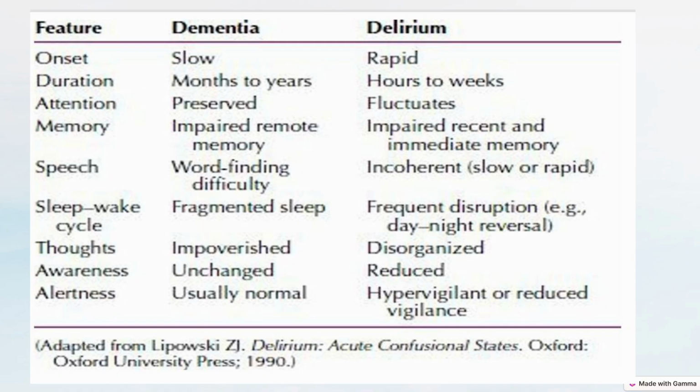Thoughts are disorganized in delirium, whereas they are impoverished in dementia. Awareness is unchanged in dementia, whereas it is reduced in delirium. Alertness is usually normal in dementia, but hypervigilant in delirium.